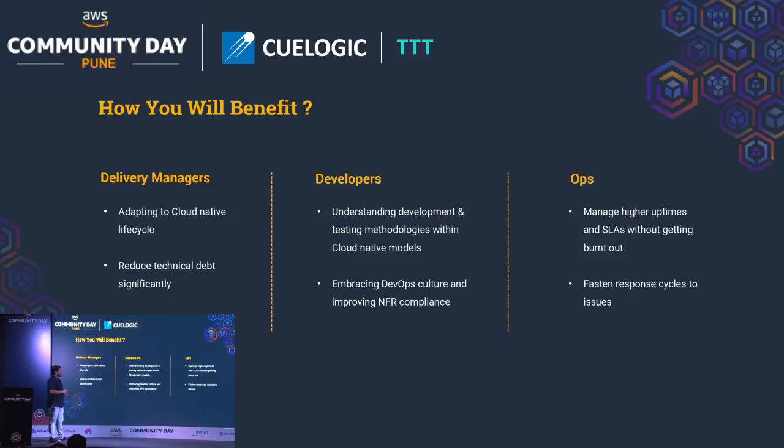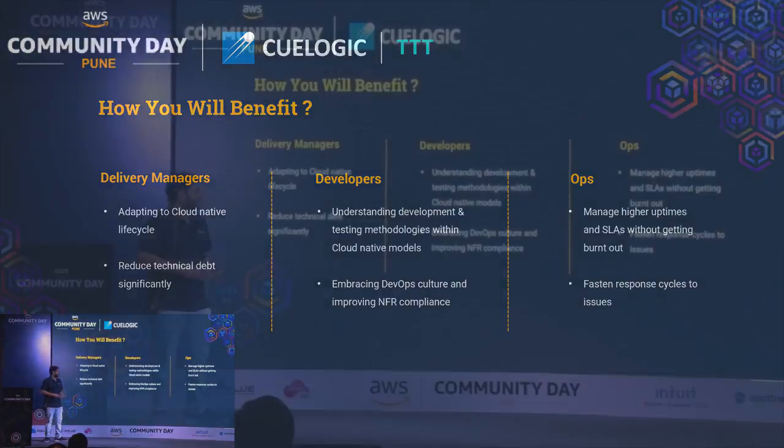From an ops perspective, it's about maintaining higher uptimes of your application and SLAs without getting burnt out. Because imagine if you have hundreds of microservices and they're all tightly coupled together, you will get burnt out. Because if one of the microservices fails, it'll bring down significant parts of the system. As well as shortening your response cycle to the issues which you'll have to close. You'll have to have enough observability and instrumentation so that you can collect the data, analyze the data between the developers and yourself, and then you can come up with the solutions for that.